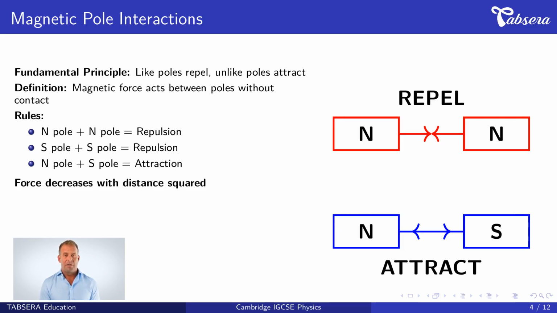The diagram illustrates these interactions clearly. Notice how the arrows show force direction. This principle is fundamental because magnetic force decreases with distance squared, following an inverse square law.